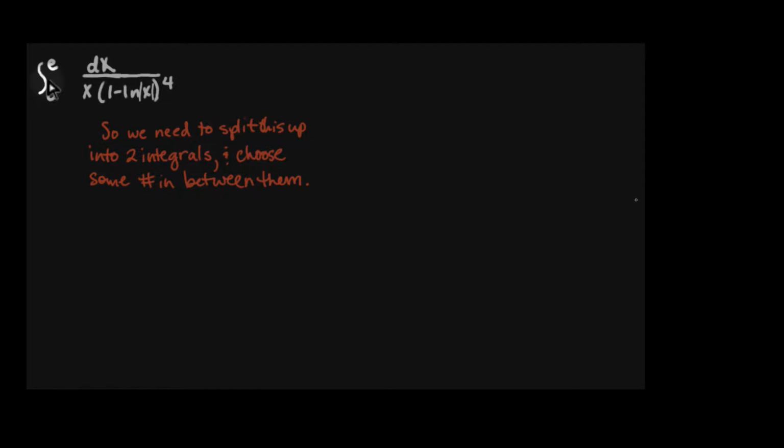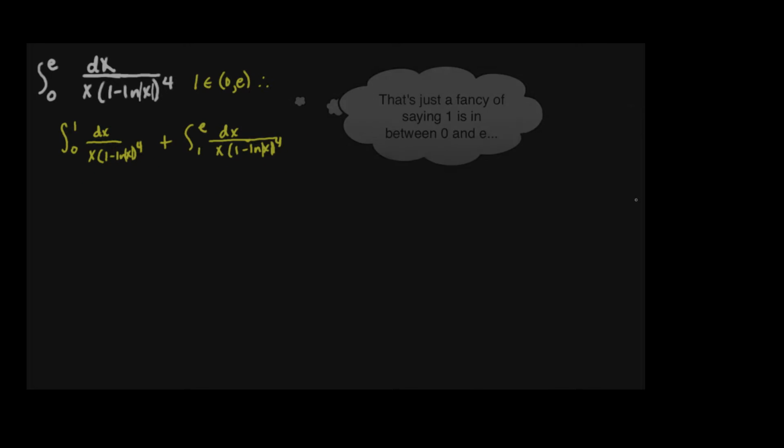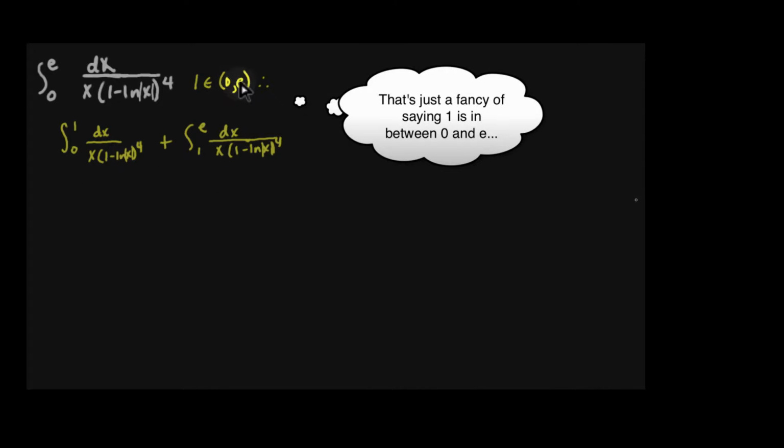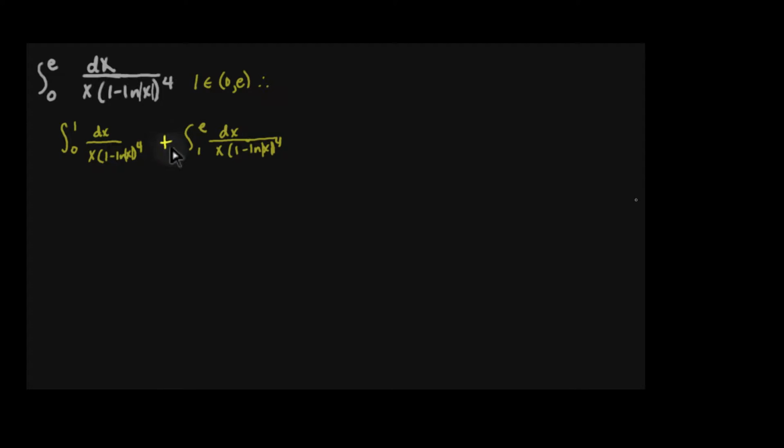What we're going to need to do is pick some number in between and then break up into two integrals with two limits. We know that 1 is an element of 0 to e. e is like 2.79. So what we can do at this point is break it up from 0 to 1 plus the same integral from 1 to e.